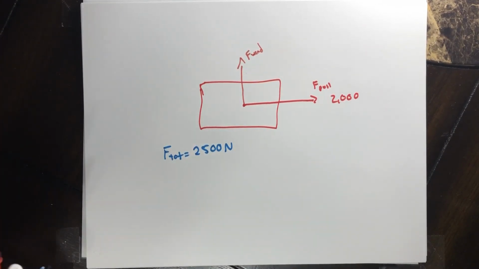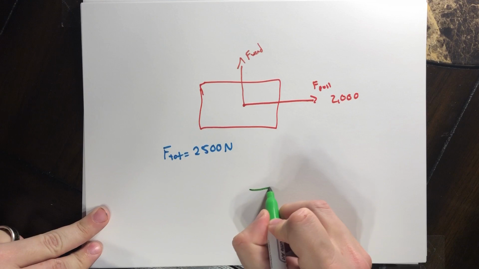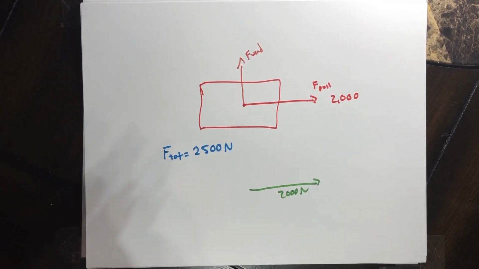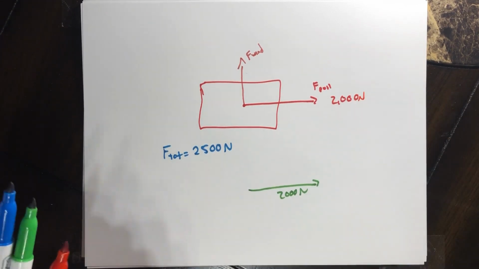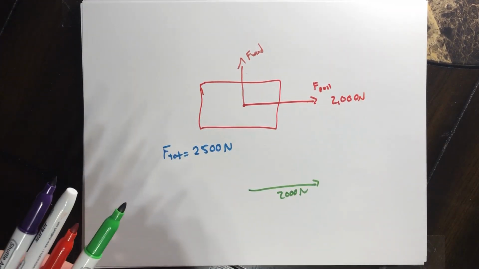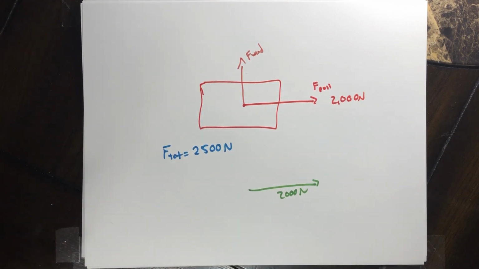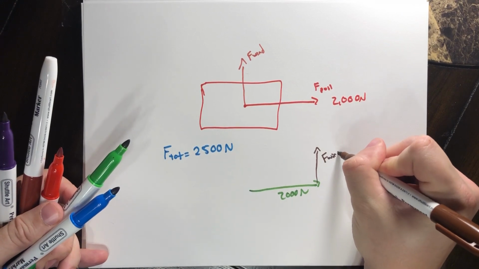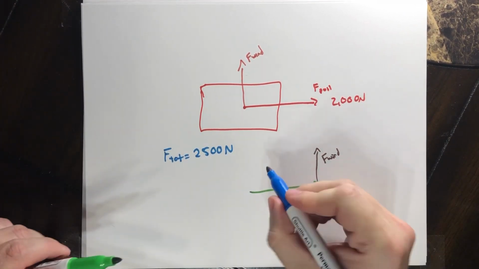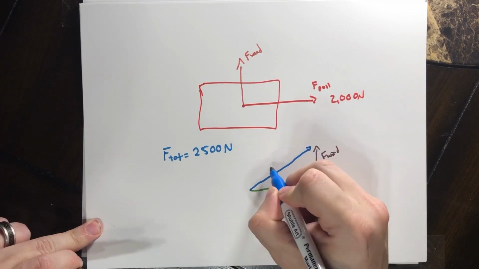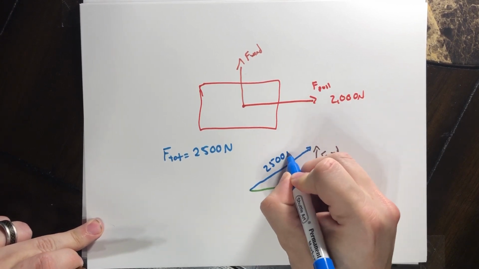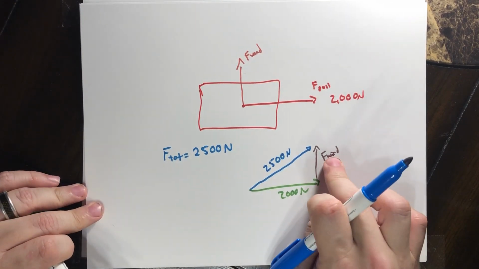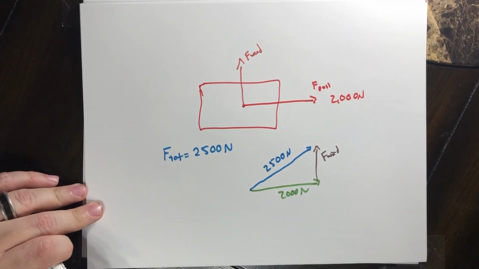So if we redraw this real quick, we have our force of our pull going that way, our 2,000 newtons, and we have our force of our wind going up, which we don't know what it is, and then we have our total net, which is the sum of those two coming across here. That's 2,500 newtons. Again, we go back to the Pythagorean theorem. We know that this squared plus that squared equals our total squared.